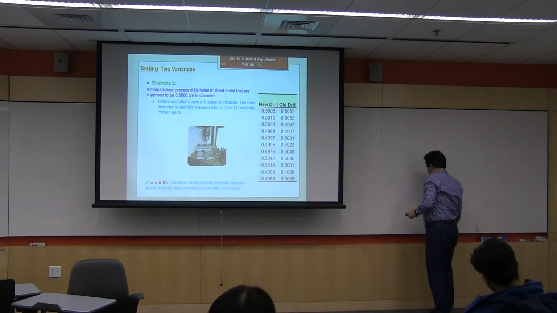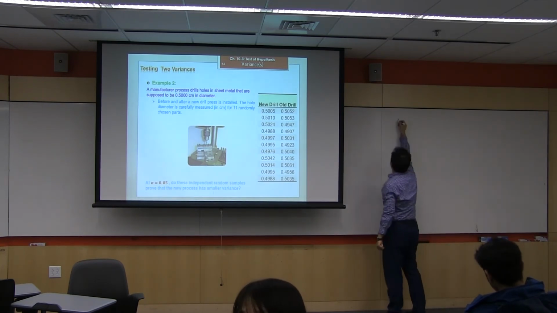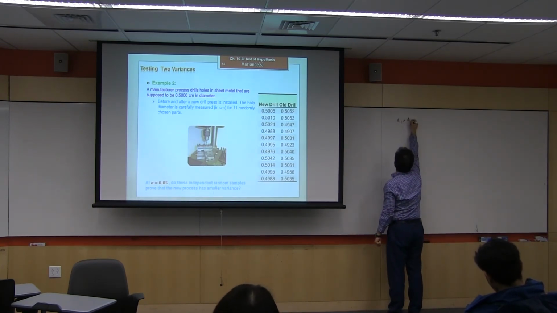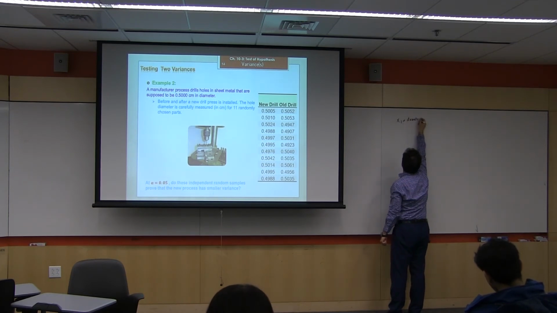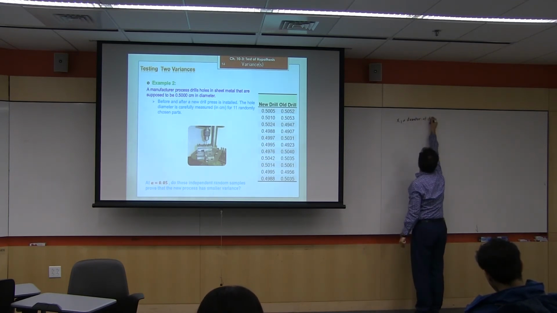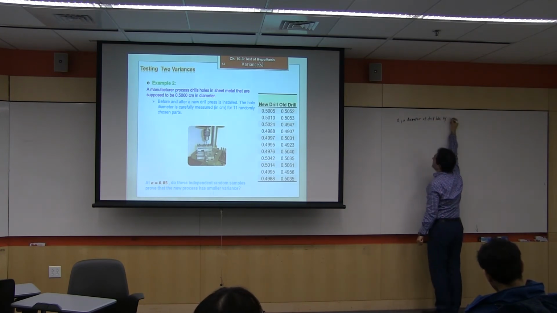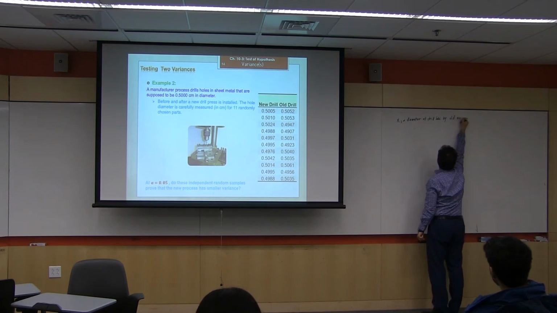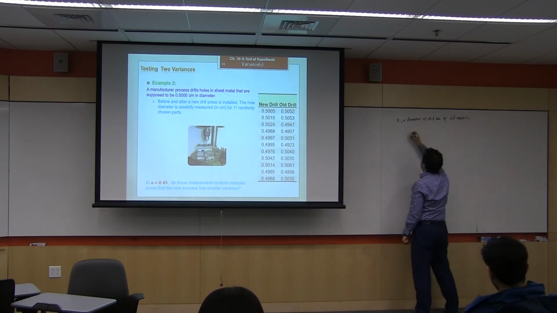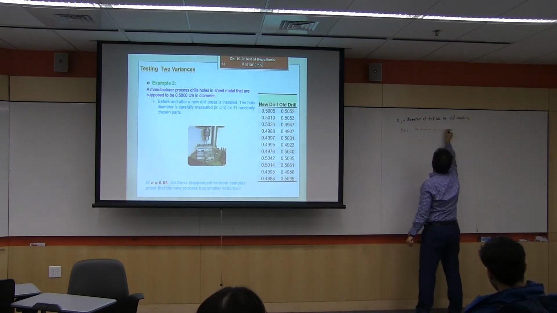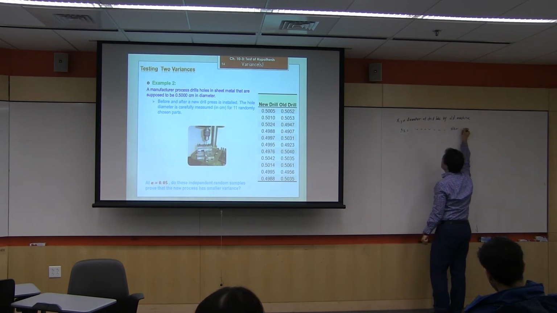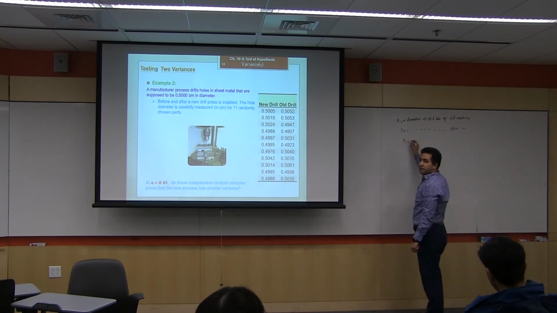So if I say x1 is the diameter of a drill hole made by, I don't know, the old machine, and x2 the same thing made by the new machine. x1 is normally distributed. We don't know what the mu is, we don't know what the sigma is. Same thing for x2.